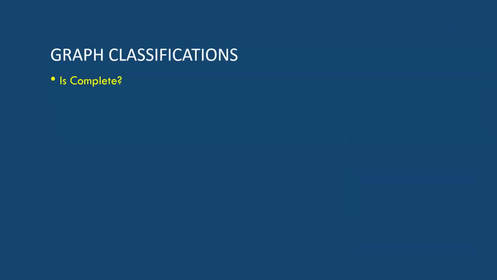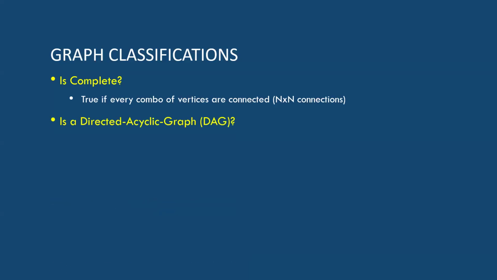Now, as to these definitions, complete means true if every combination of two vertices is connected. So if I have n vertices, that would be a very dense graph of n times n connections. Okay, so that's a pretty dense graph, not very realistic in the real world.